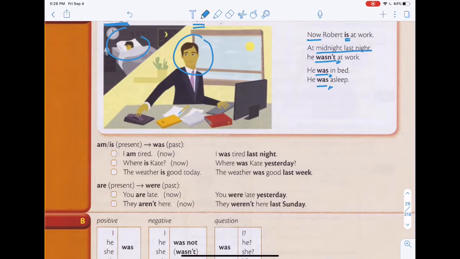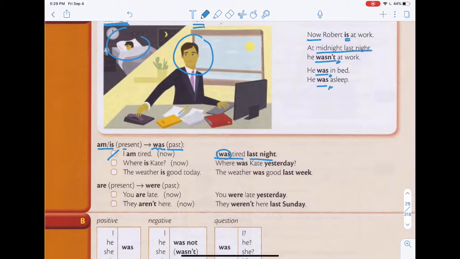So remember, am and is present. If you want to talk about the past, it will become was. So I am tired. This is what's happening right now. I am tired. But if you want to talk about the past, you would say, I was tired last night. Or you could say, I was tired yesterday. I was tired just now. Okay, you could add in a time to say when you were tired, but as long as the time is in the past, you will use was.